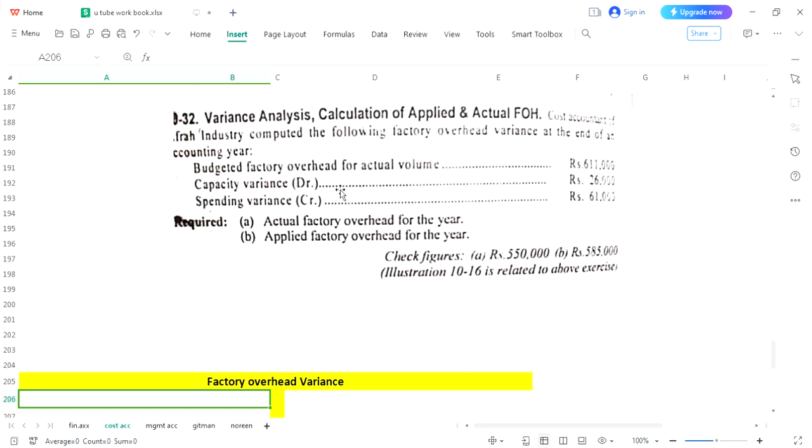It's a short question, so we will not have to do a lot of things. A lot of supporting calculations are missing over here. It can be solved directly. So we'll go to the proforma first.